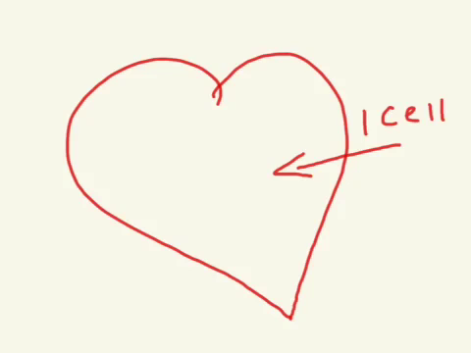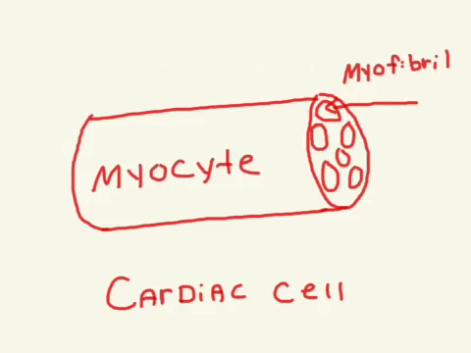We're going to start off by taking one cell out of the heart. I've got my nice little heart that I drew here, and we're going to dial in. We're going to take one little cell right here and look at it. All right, so we have our one heart cell, and heart cells are called myocytes. Inside the myocyte, we have a bunch of little myofibrils. Each one of these myofibrils, we're going to zoom in and look at the different components of that.